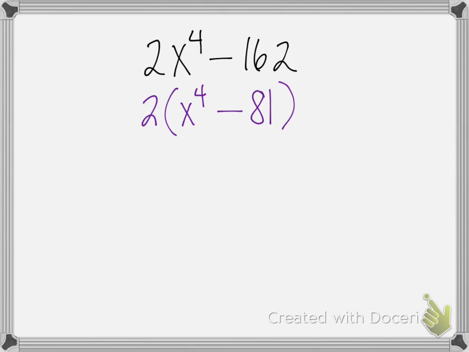Next, I check what's left in the parentheses. If that could be factored further, I'm going to continue factoring. I know that x to the 4th minus 81 is the difference of squares because x to the 4th is a square and so is 81.